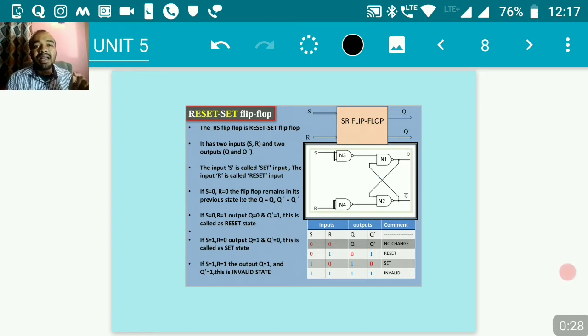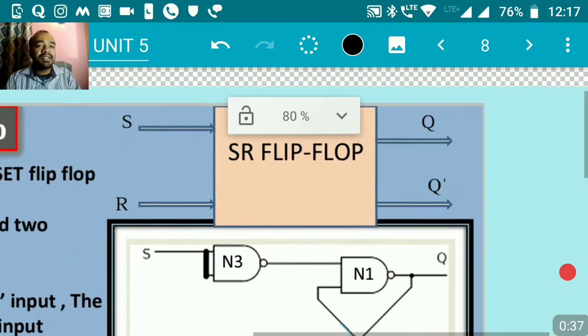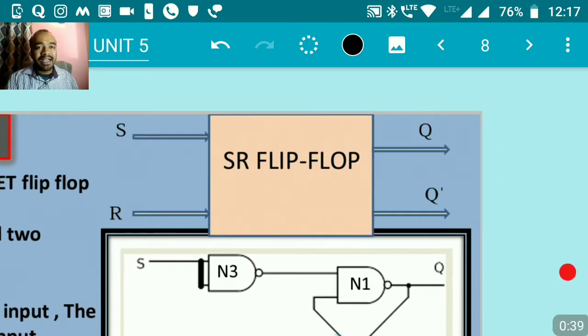What do you mean by R? Reset. What do you mean by S? Set. Reset-set flip-flop. So without wasting much time, let me take you to the block diagram of the SR flip-flop or RS flip-flop. S is the set input.